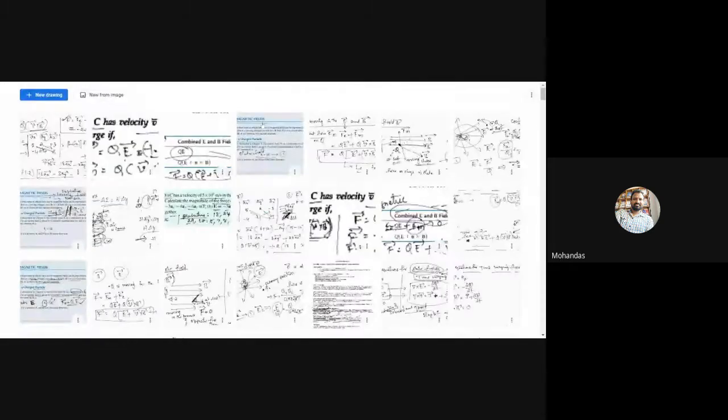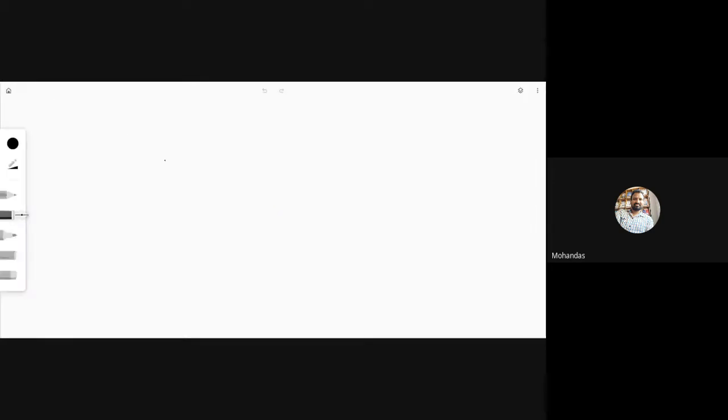Now, next one. Force on a differential element.